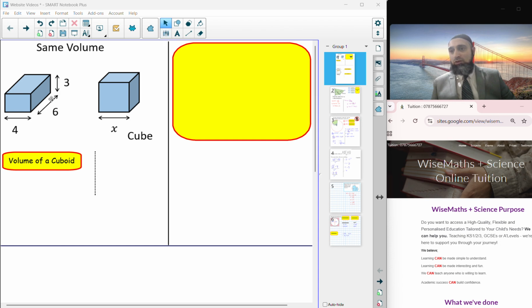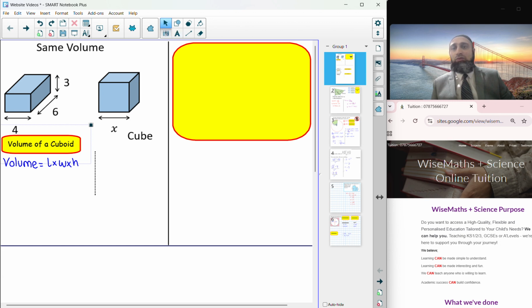Today we've been told that the volume of this cuboid is equal to the volume of this cube. Now, to work out the volume of a cuboid or a cube, the formula is exactly the same. It's just the length times the width multiplied by the height. So let's have a look at the dimensions. You've got 4 multiplied by 6. 4 times 6 is 24, times the height, which is 3, which will give you 72 units cubed.